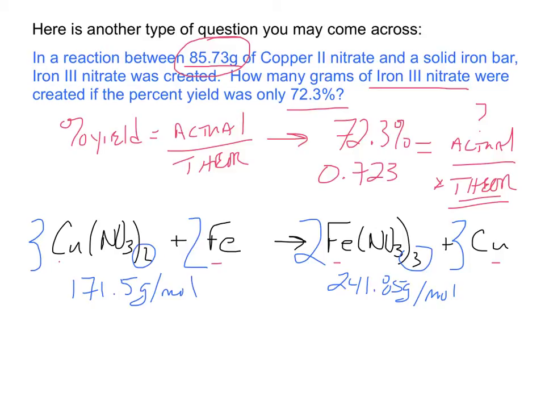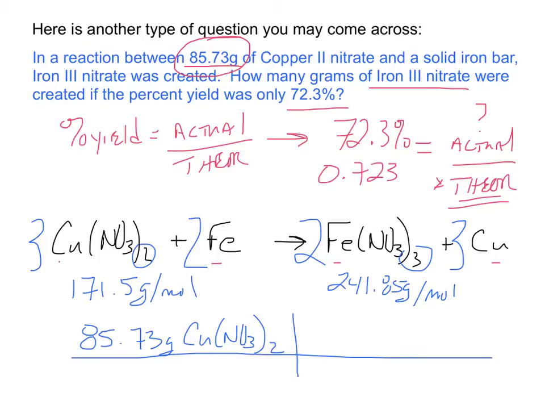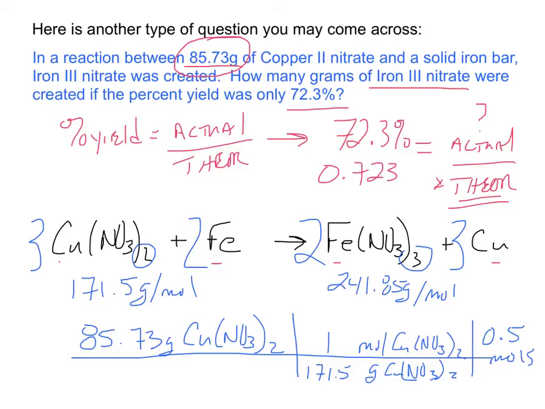First thing we're going to do, before we turn the page because I'm running out of room, is figure out how many moles of copper 2 nitrate we have. We start with 85.73 grams of copper 2 nitrate. Draw my fence line, first pole. I put my grams of copper 2 nitrate underneath, and I want to go to moles of copper 2 nitrate, so I put it on top. I know that 1 mole, as we already figured out, was 171.5 grams. So I take 85.73 times 1, divide that, and I get 0.5 moles. That's how much copper 2 nitrate we have.